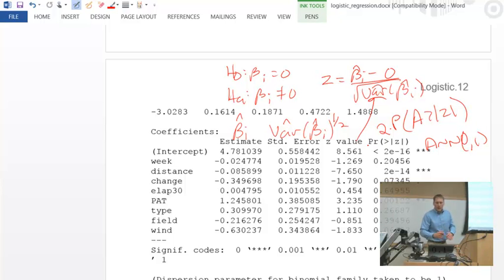So for example, we can see that weak has a p-value of 0.2. So would we typically reject or not reject H0? Don't reject H0, meaning that given all the other variables are in the model, there is not sufficient evidence to indicate that weak is indeed important. How about for distance? Do we reject or not reject? We reject. So that's 2 times 10 to the negative 14th power. That means that p-value is very, very small, saying that there is sufficient evidence to indicate that distance is important, given all the other variables are still in the model.